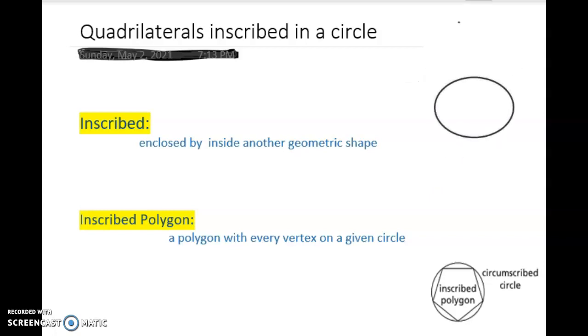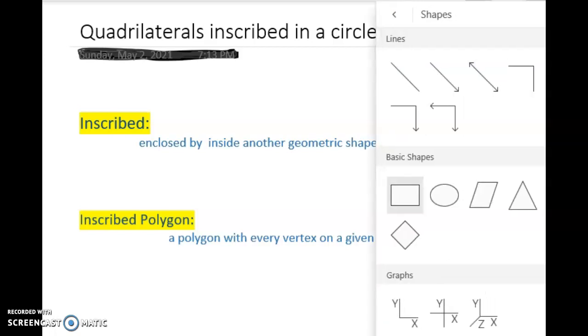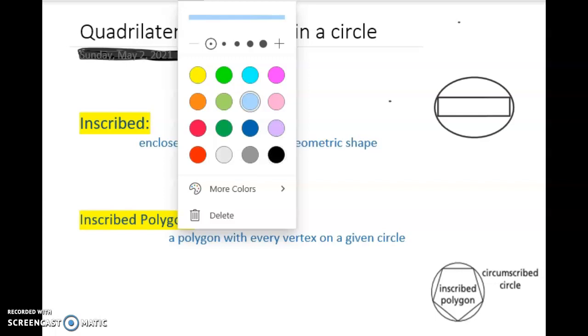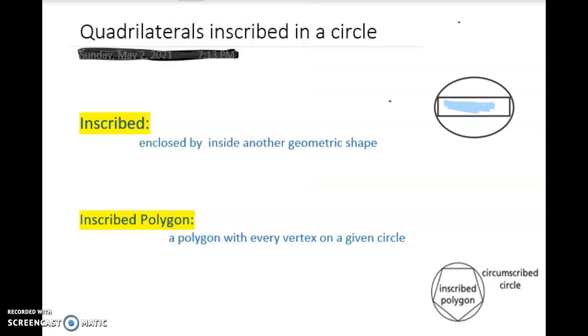right? And if there is another shape, just like this. For simplicity's sake, we are just taking it like this. Then the inside shape, if we color it, let's take it blue and highlight the inside shape. This shape is inside another geometric shape. This whole scenario is called inscribed. Inscribed means surrounded by something, enclosed into something.